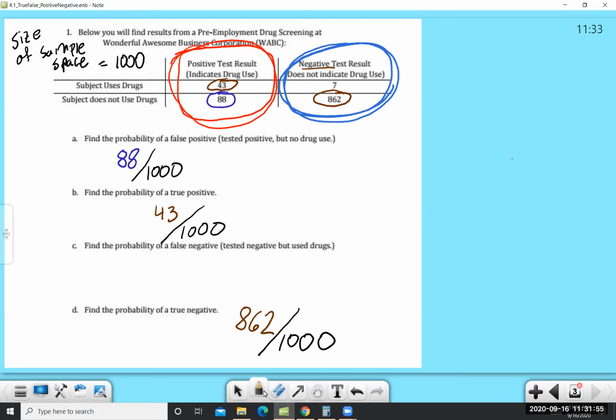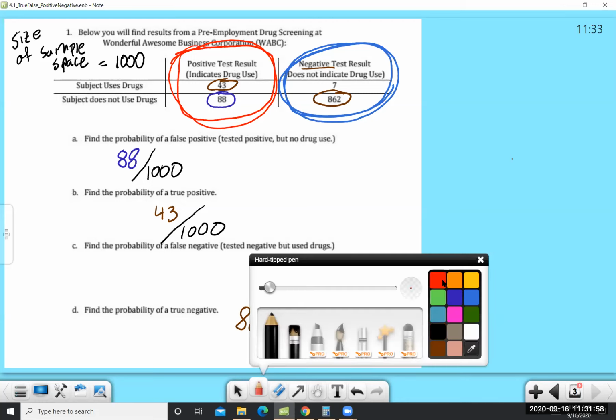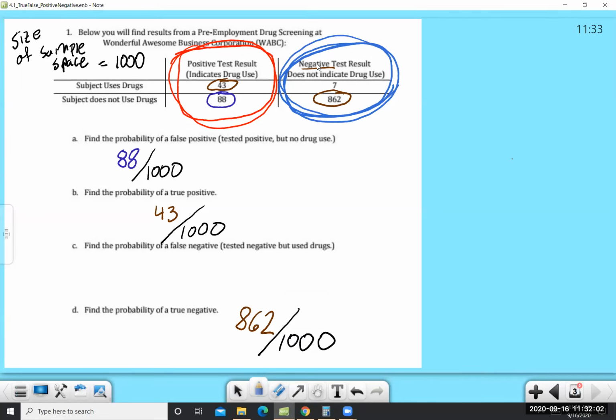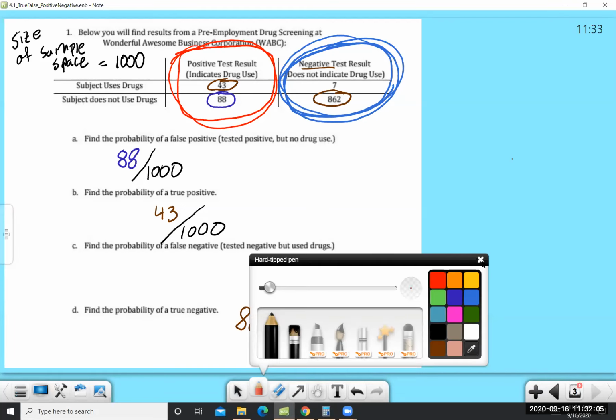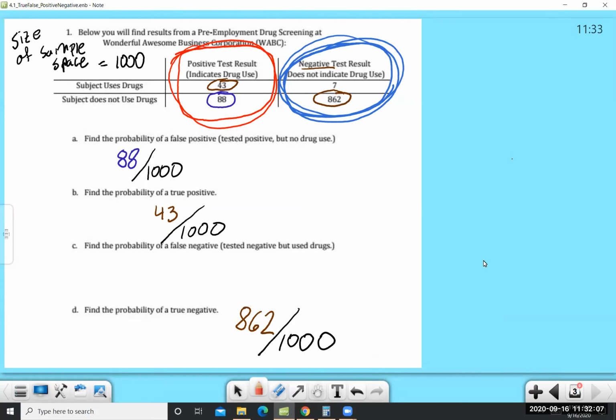So we kind of skipped around. Let's skip back. How about a false negative? Obviously, we're still in the negatives. But now this result needs to be false. Negative says they didn't have the drug in their system. In order for that to be false, the subject would have to use drugs. So that would be these 7 individuals. So for a false negative, that is 7 out of 1,000. So hopefully this gives you an idea of how to read probability charts.